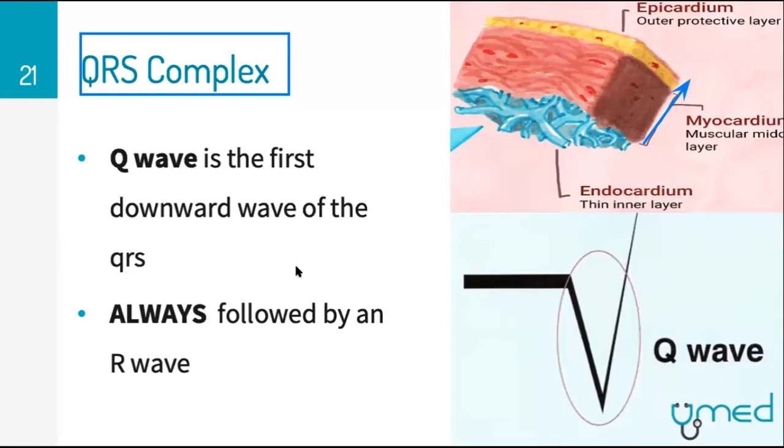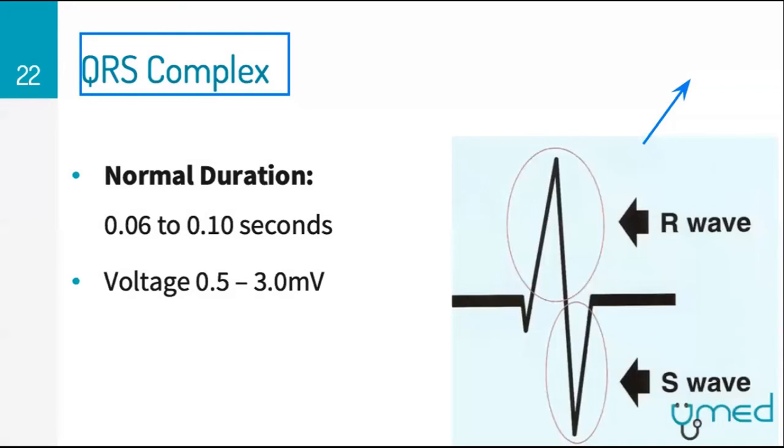So in a QRS complex, the first downward wave that you see is always the Q wave, right? And a Q wave is always followed by an R wave. So you'll always have an R wave right here. First downward deflection, Q wave. And then the next positive deflection that should always follow is an R wave. And then the downward deflection that follows after that is your S wave. And as I mentioned, some leads might not have this Q wave at all, but that's normal.